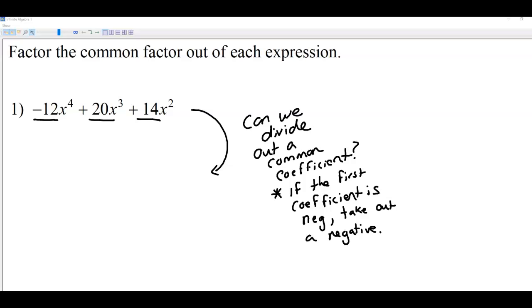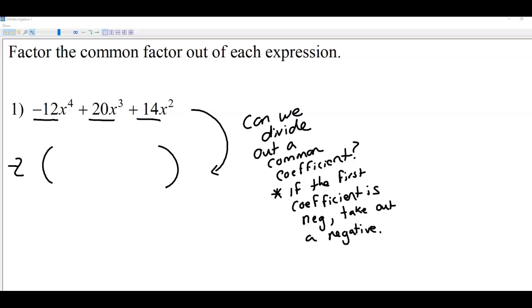So as you said, the biggest thing that goes into all 3 of those coefficients is a 2. But since my first number here is a negative, I'm going to take out a negative 2. Okay? So let's put some parentheses here. I'm going to put a negative 2. I'm going to leave a little space here because we're going to take out some more, but we're going to take out a negative 2.